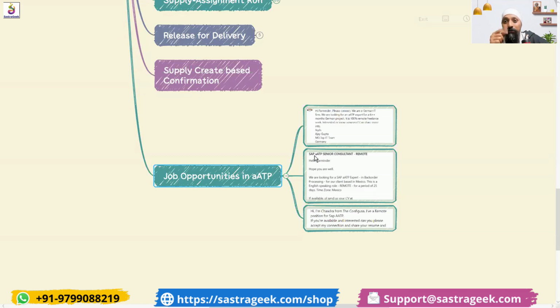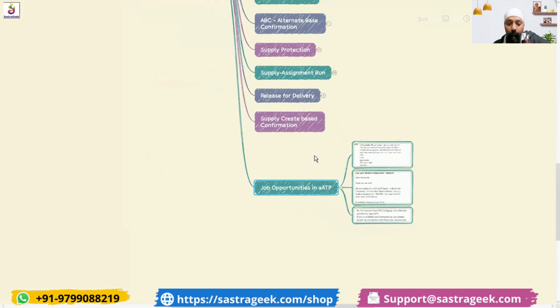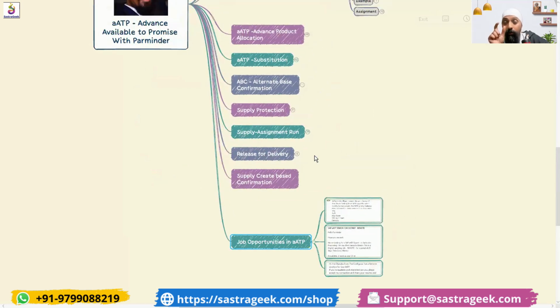If you like to take opportunities, this is a chance for you. Okay, you can jump into it. A small course is there, low effort and high value. I would simply tag it: aATP is low effort and high value.